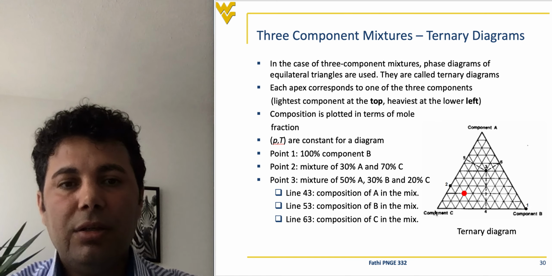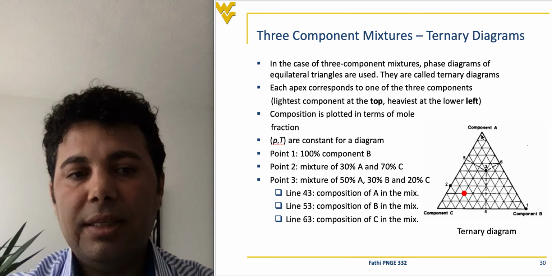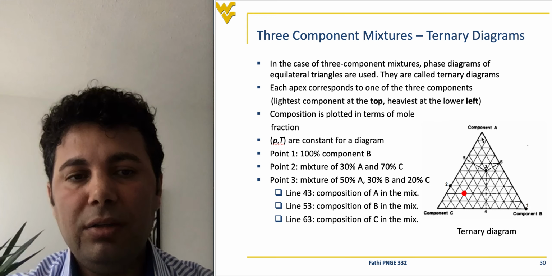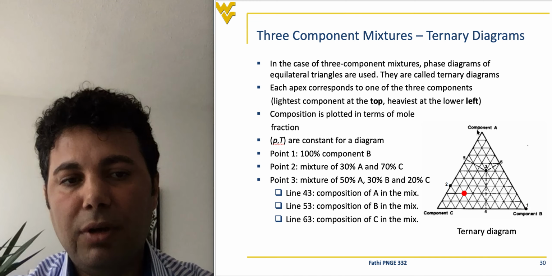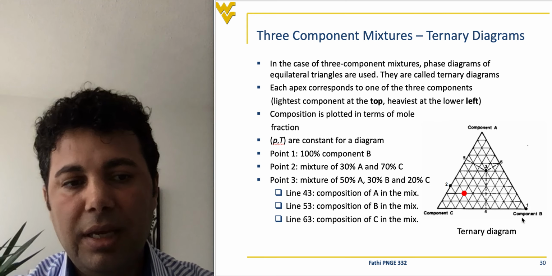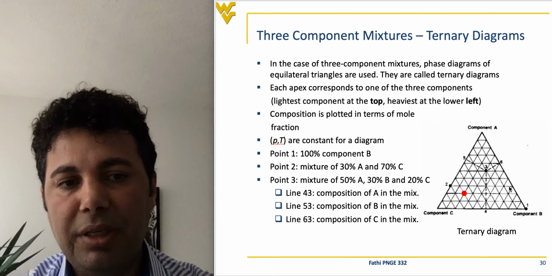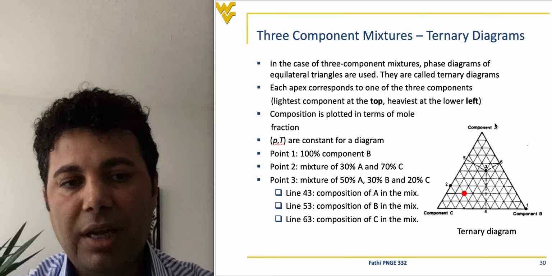Okay. So the way this works is at every apex we have 100% of the component. At this point, right at the top, I have 100% of component A and 0% of component B and 0% of component C. At this point, B, I have 100% of component B, 0% component A, and 0% component C. And at this apex, I have 100% of component C and 0% A and B. So at every apex, I have 100% of the component associated with that, okay?